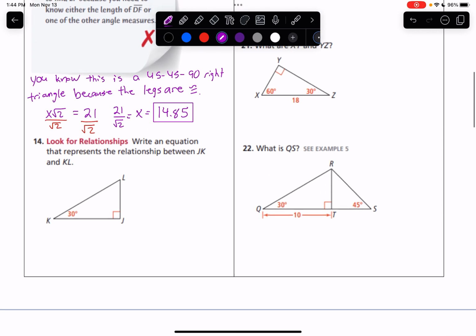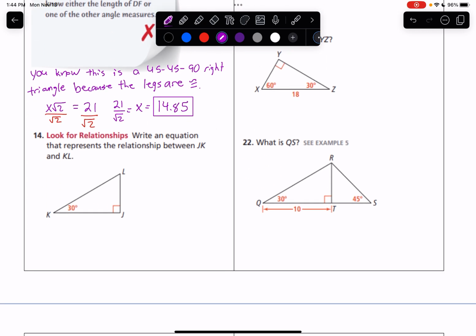All right. Number 14, write an equation that represents the relationship between side JK and side KL. So this is a 30, 60, 90 triangle, which means that if we're starting at JK, we're starting right here, we're going to say, all right, how does JK compare to KL? And so I can go either way on those. I can start at JK and turn it into KL, or I can start at KL and turn it into JK. Both would work.